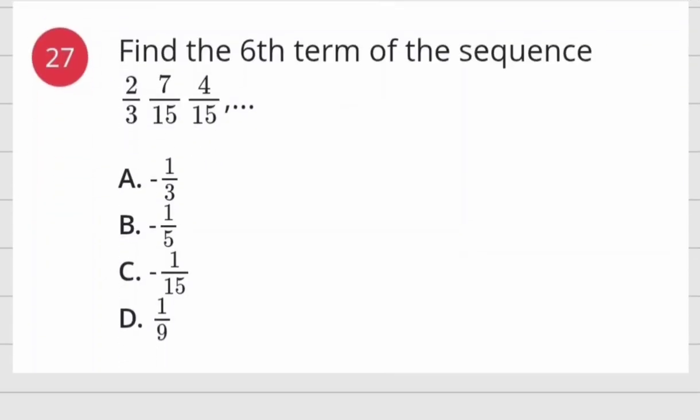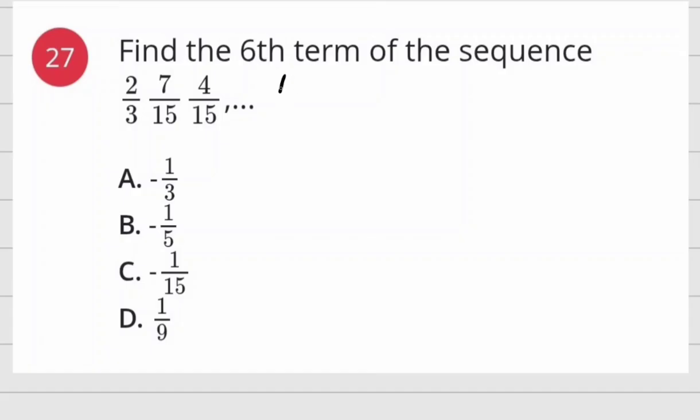Here is question number 27. It says we should find the sixth term of the sequence 2 over 3, 7 over 15, then 4 over 15. We are not told whether it is AP or GP. Let's test whether they are AP or GP.